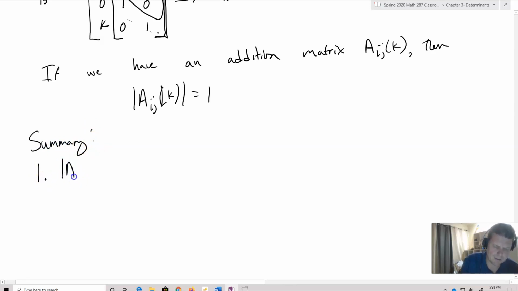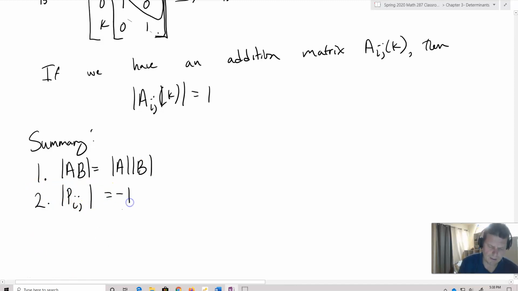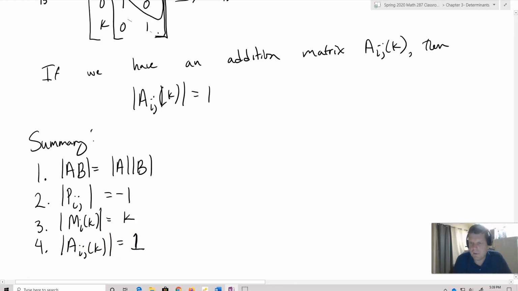1, the determinant of AB is equal to the determinant of A times the determinant of B. 2, the determinant of PIJ, no matter what the I, J are, is going to equal negative 1. 3, the determinant of MIK, the multiplication matrix, is going to equal K. And 4, the determinant of the addition matrix, AIJK, is going to simply equal 1. Ooh, that's pretty snazzy. I think so. So I always found it kind of intriguing that things like that could kind of work out, especially in linear algebra. Linear algebra kind of does cool stuff like that.